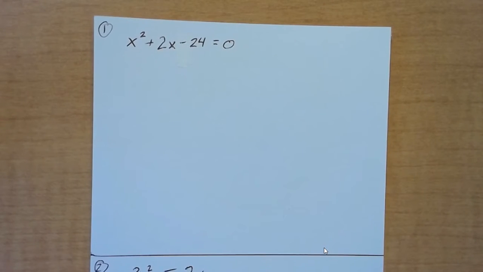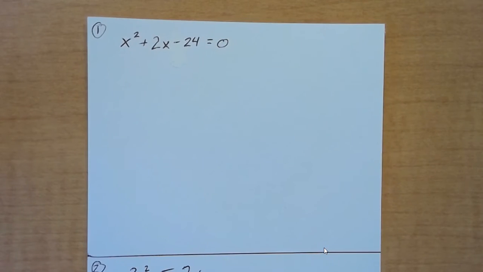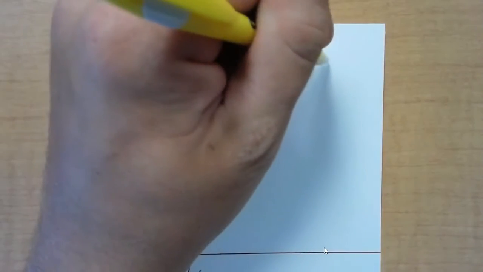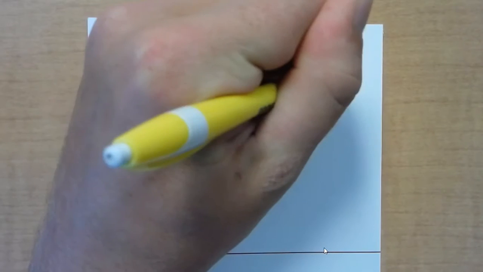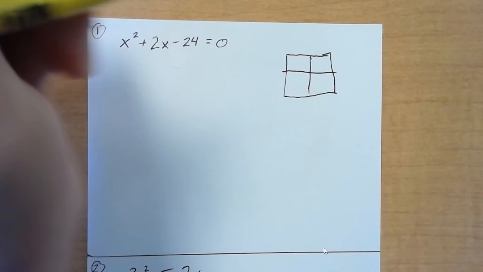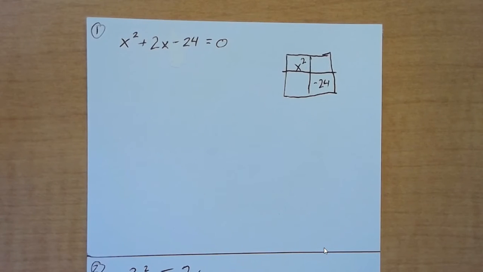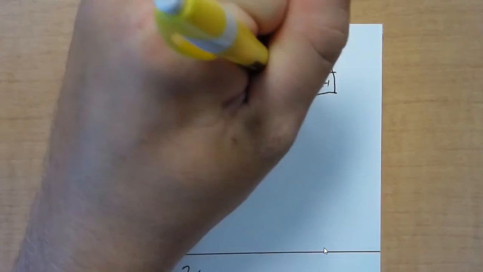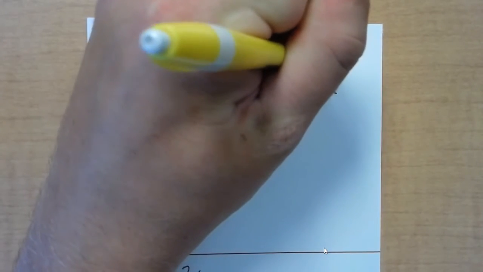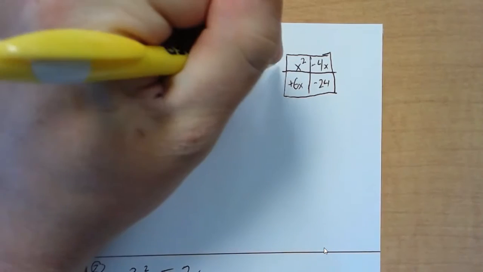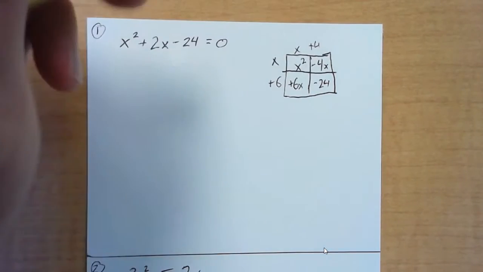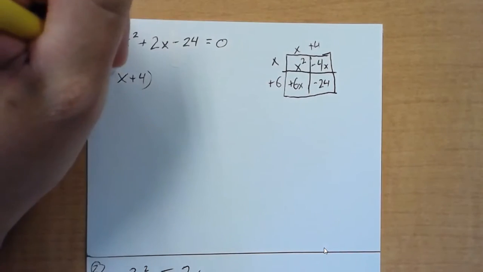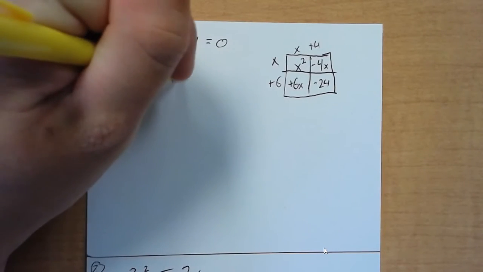All right, so it's already set equal to 0. I'm ready to factor. I'm just going to go through this quickly, not really explain it, because you should already know how to do that by now. I'll use the box method. Some factors that multiply to make -24 and add up to 2, that's going to be +6 and -4. So we can write factored form as x plus 4 times x plus 6 equals 0.